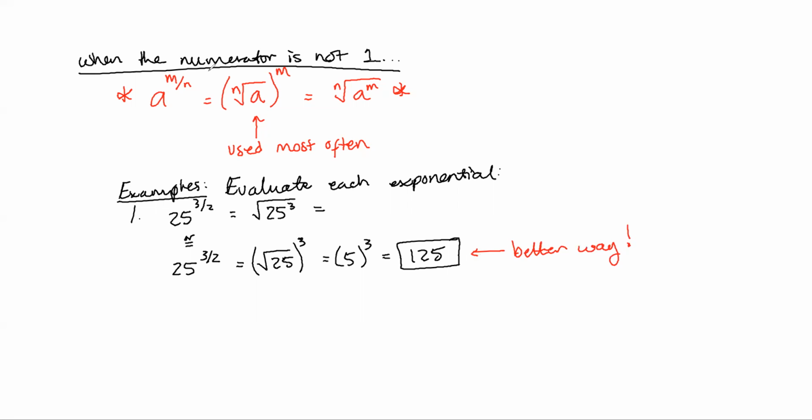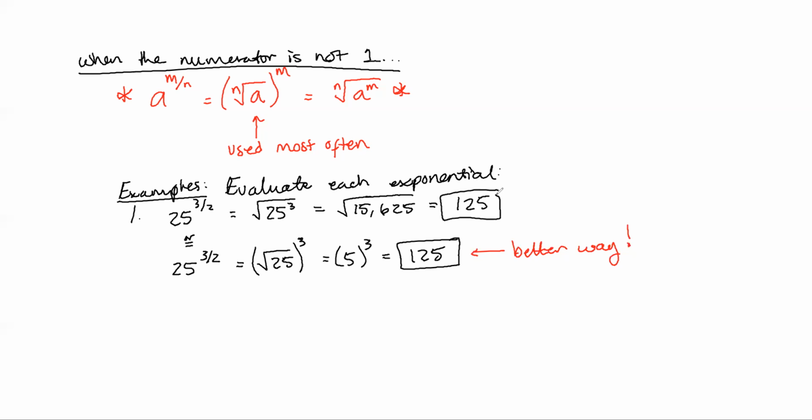If we were to do it the other way, because we want to work from the inside out, we can't take the square root of this 25 first, because it has an exponent. So what we would have to do is cube 25 first. So 25 cubed, I just put it into a calculator because it's a really big number. Can't really do it in your head. We get 15,625. And if you were to take the square root of this number, you would get 125.